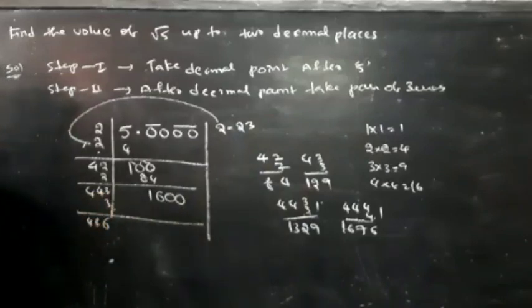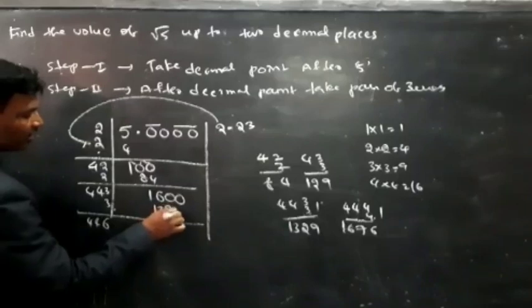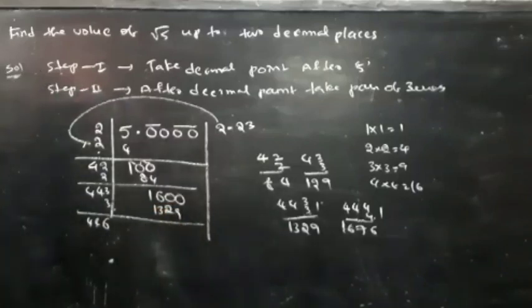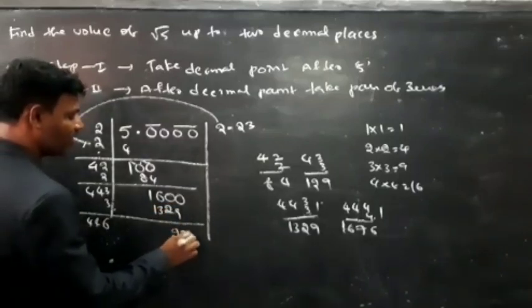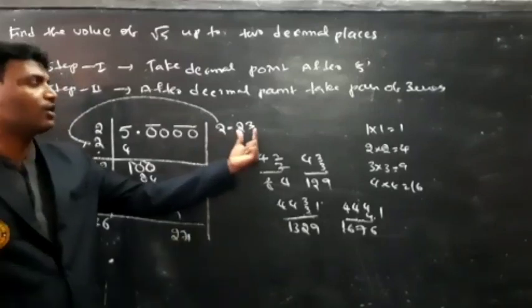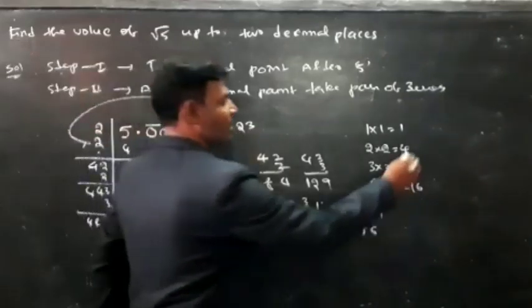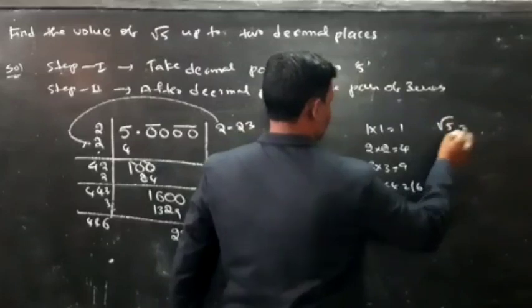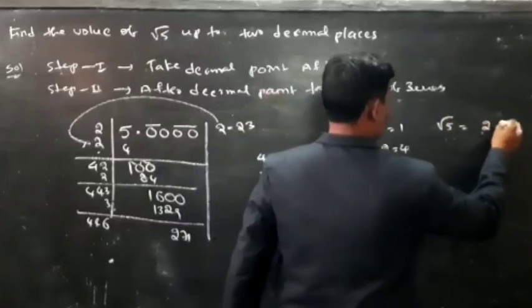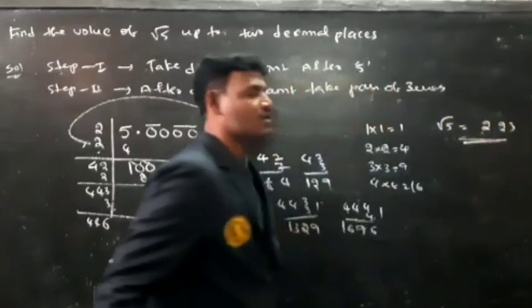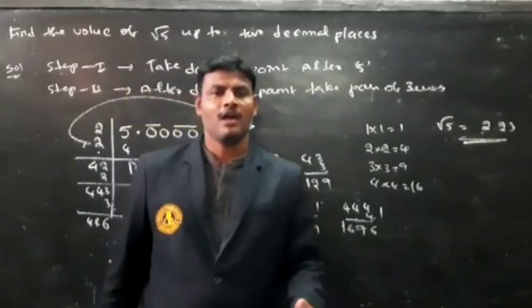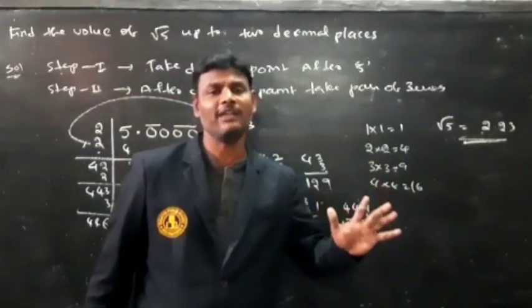4 and 4. What is the answer here? 1329. Subtract this. You will get 271. So what is this? Here 2 decimal places came over. So nearly square root of 5 is equal to 2.23. So we can find the roots of a number by using division method.